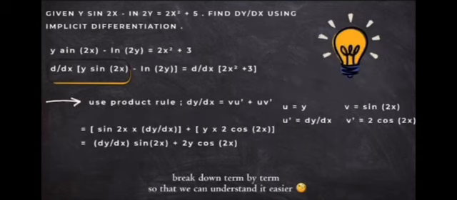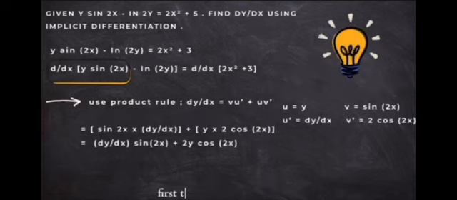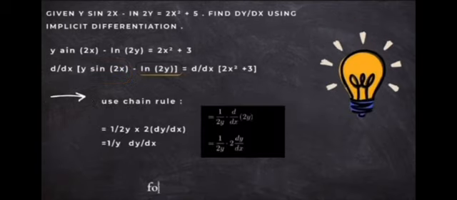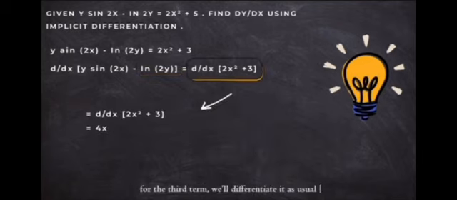Let's break down term by term so that we can understand it easier. For the first term, we will use product rule, which is dy/dx equal to vu prime plus uv prime. After calculation, you will get sin 2x plus 2y cos 2x at the first term. For the second term, we will use chain rule, and at the end you should be able to get 1 over y dy/dx. Let's differentiate the third term as usual.